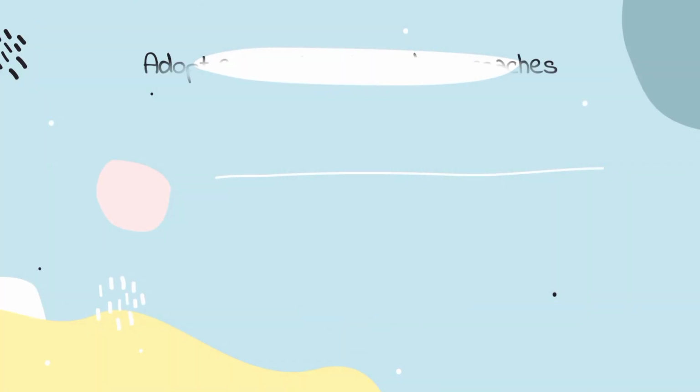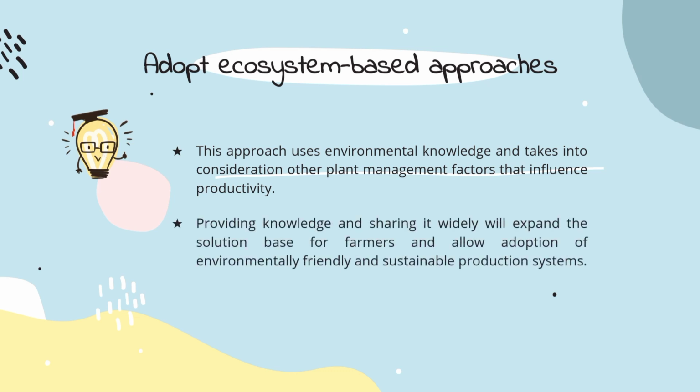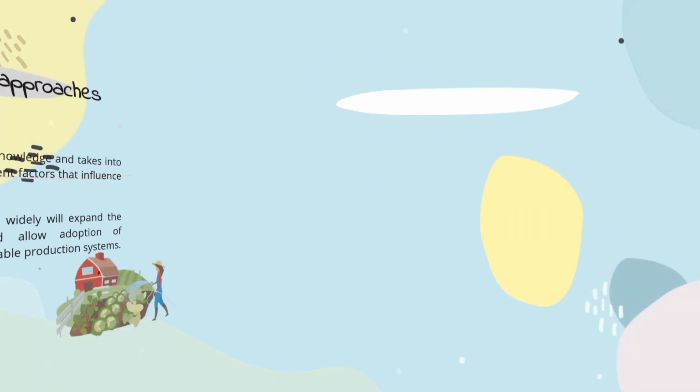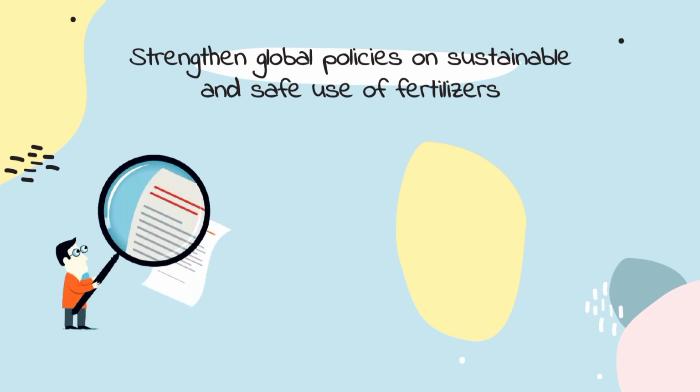Apart from that, ecosystem-based approaches can be adopted. This approach uses environmental knowledge and takes into consideration other plant management factors that influence productivity. Also, providing knowledge and sharing it widely will expand the solution base for farmers and allow adoption of environmentally friendly and sustainable production systems. Aside from that, global policies on sustainable and safe use of fertilizers can be strengthened.